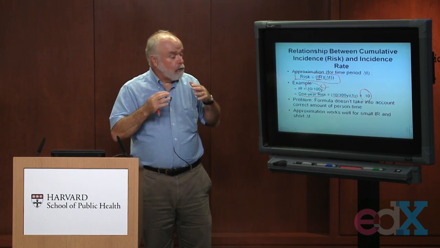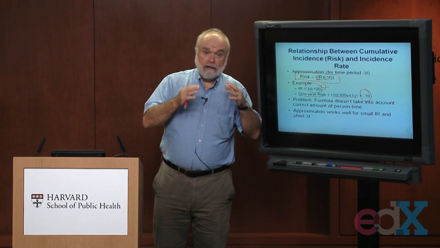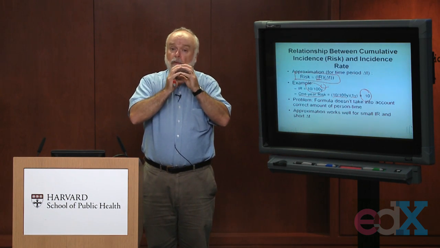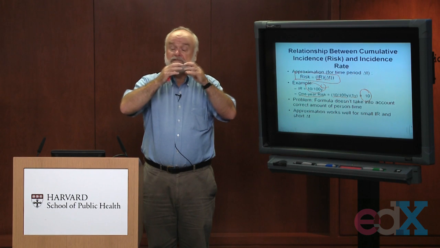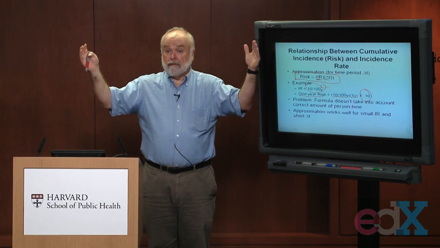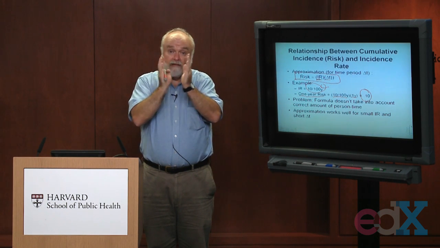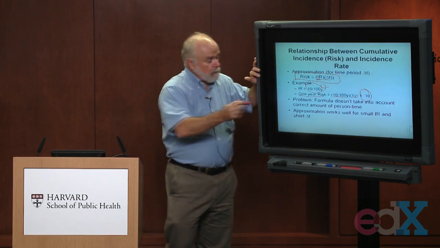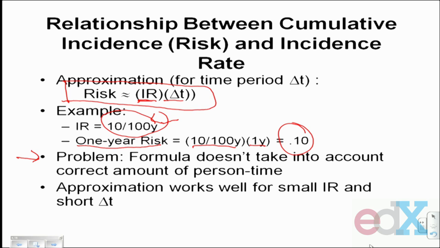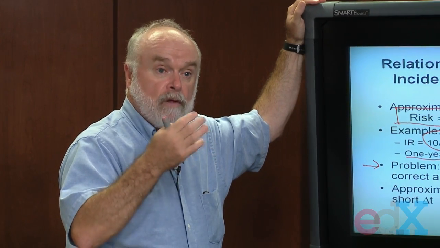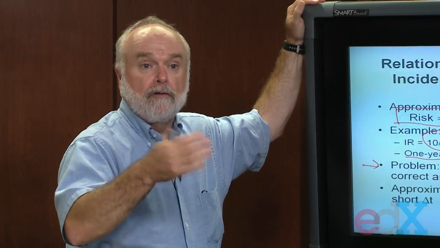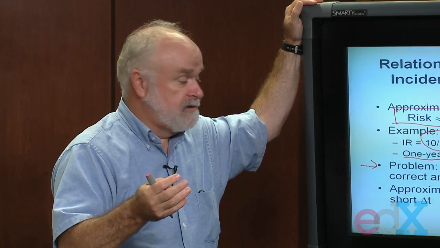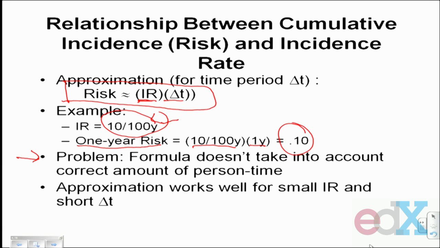So this formula works very well when the incidence rate's very small, so very few people get the disease, therefore almost everybody gives me a full period of follow-up. Or when the follow-up period is very short, again, not enough cases of disease would happen. So the problem with the formula is that it doesn't take into account the correct amount of person time. The fact that the cases don't contribute a full person time interval as the non-cases do. So the approximation works very well when the incidence rate is small or when the duration is small.